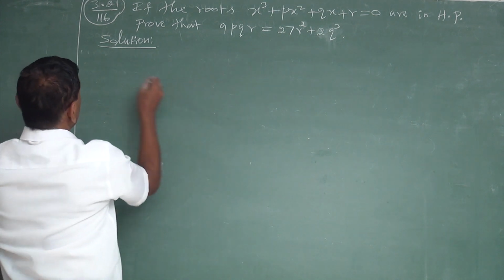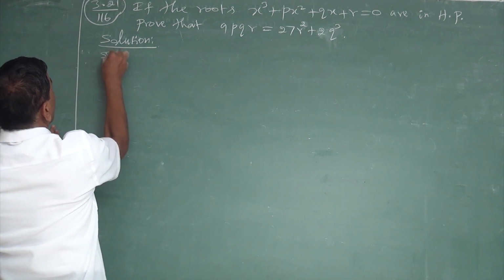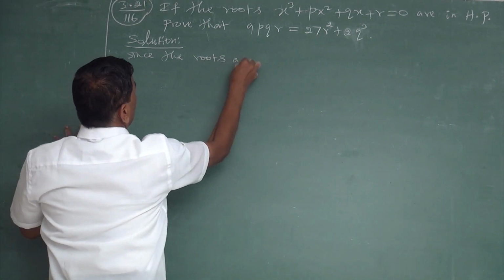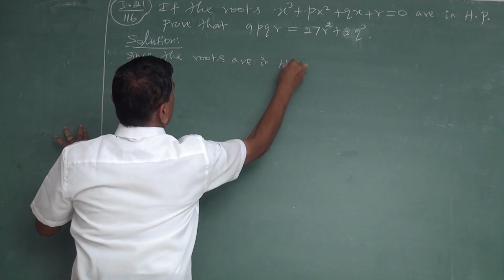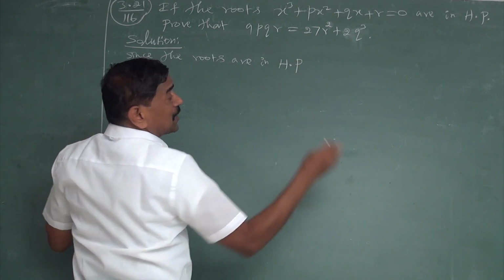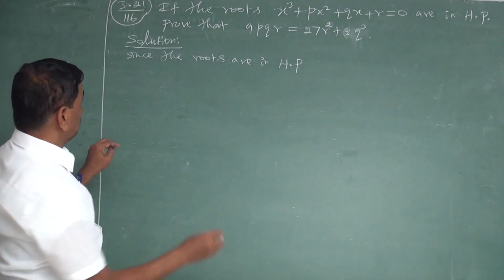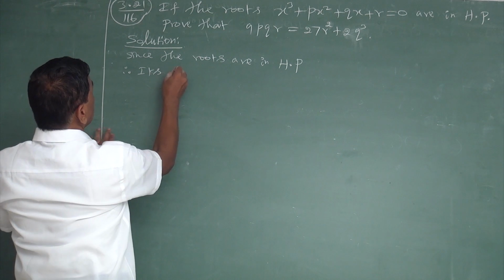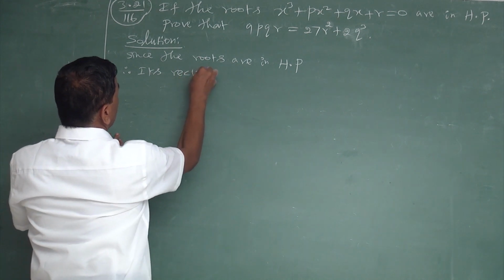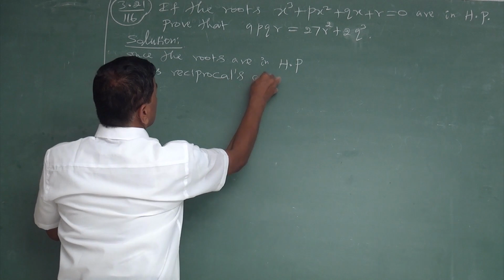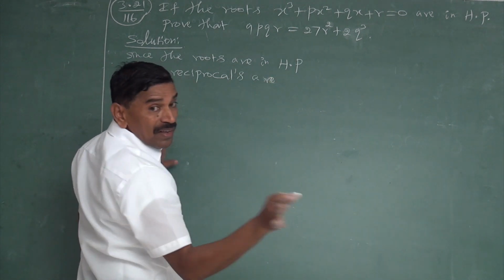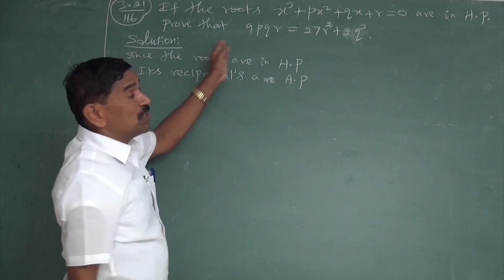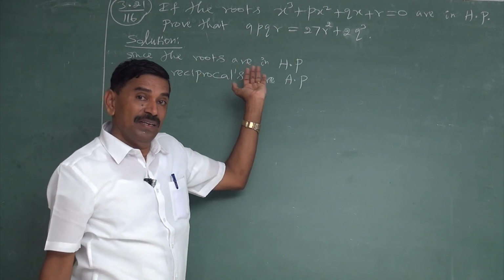Since the roots are in HP, then its reciprocals are in AP. Listen, given that the roots are in HP, then its reciprocals are in AP.